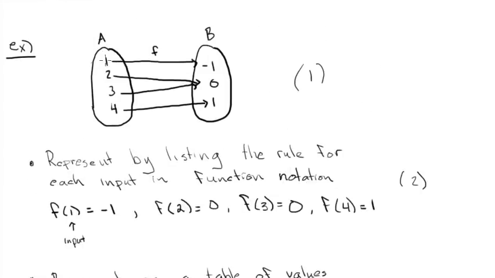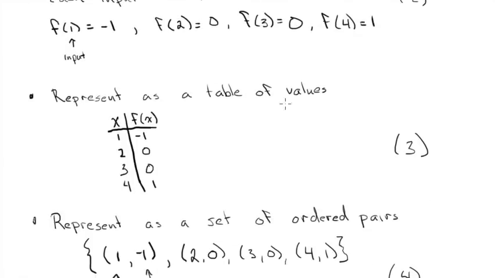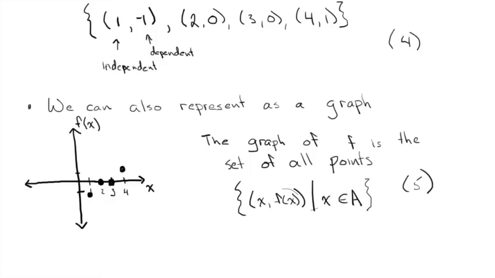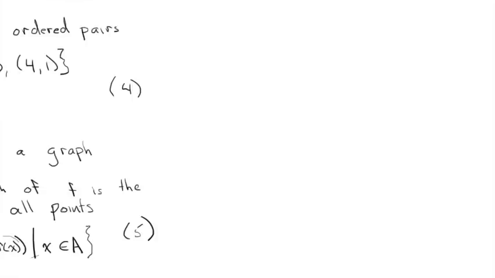What if A wasn't just 4 values, but it was 100 values, or 1,000,000 values, or an infinite number of values? Well, you couldn't list them all. So you wouldn't be able to do a mapping diagram. You wouldn't be able to list them all this way. You couldn't put an infinite number of things in a table of values, or write an infinite number of ordered pairs. But with a graph, you could do an infinite number of points.